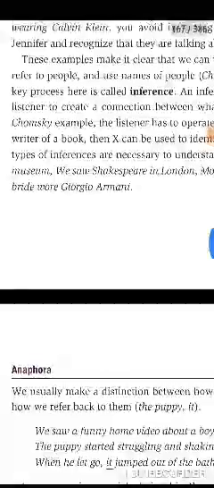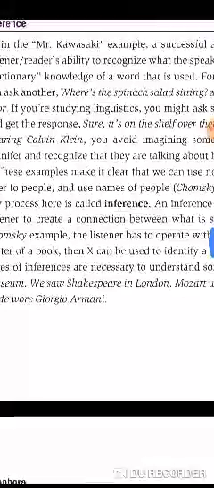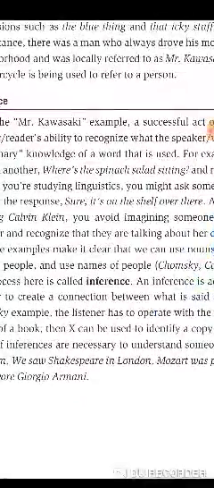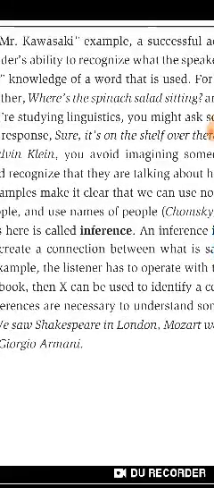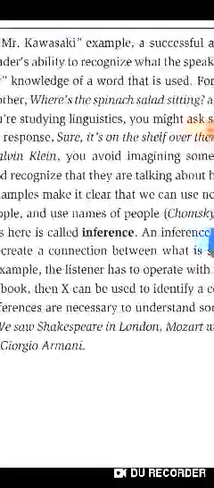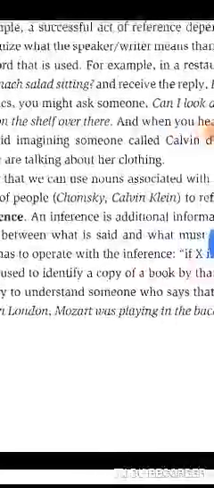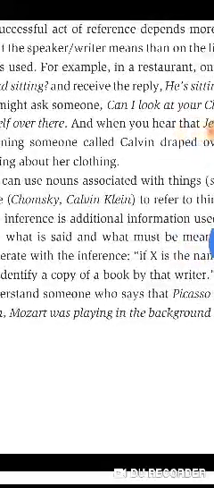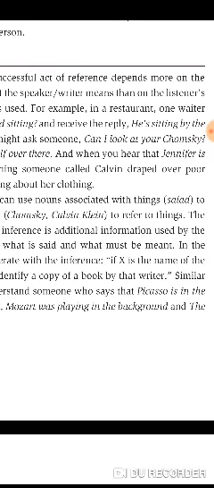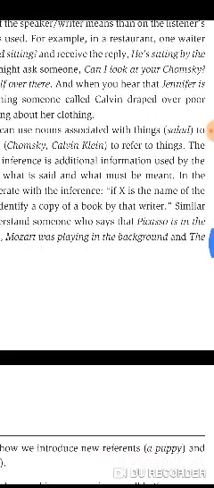Now, there are other examples below, the last two lines of this page. It's page 153. Okay, look. We saw Shakespeare in London. What does it mean? We saw the play written by Shakespeare in the city of London. Or when we say Mozart was playing in the background. What does it mean? Mozart is the name of a musician. Okay? Mozart, and the pronunciation is like this, Mozart, was playing in the background. What does it mean? A kind of music composed by Mozart was playing in the background.